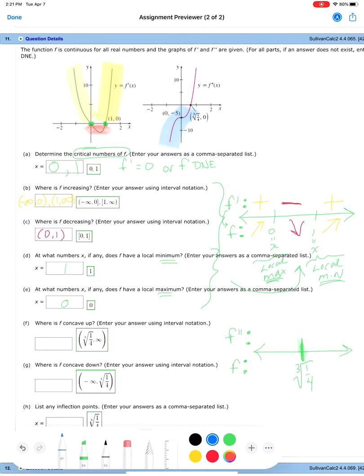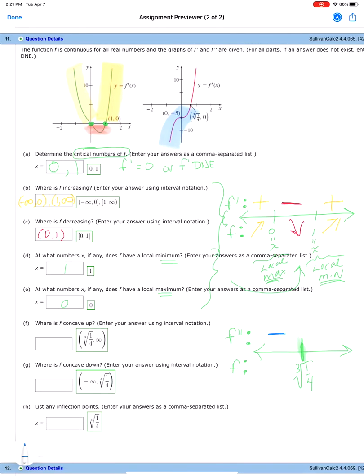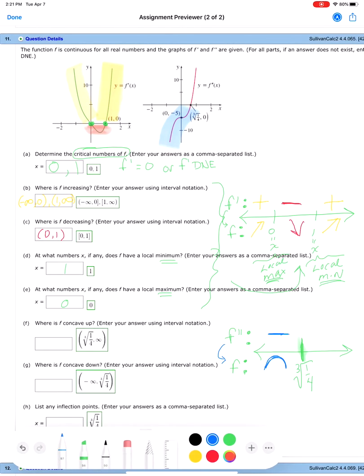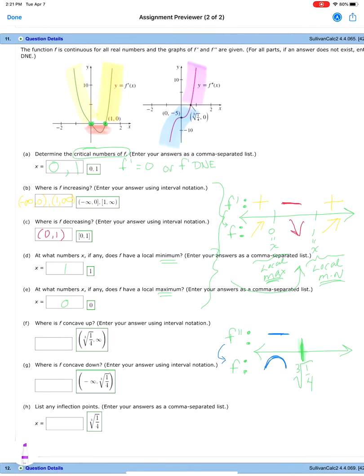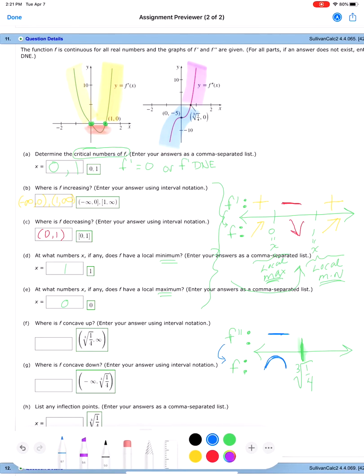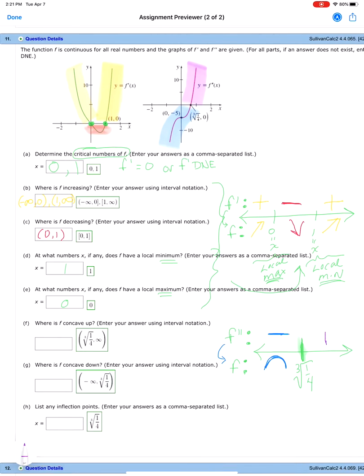All right, so where the second derivative was negative, what I have highlighted up above in blue, when a second derivative is negative, that's when we know the original function is concave down. When the second derivative is positive, that's going to be when the graph of the original function is concave up.